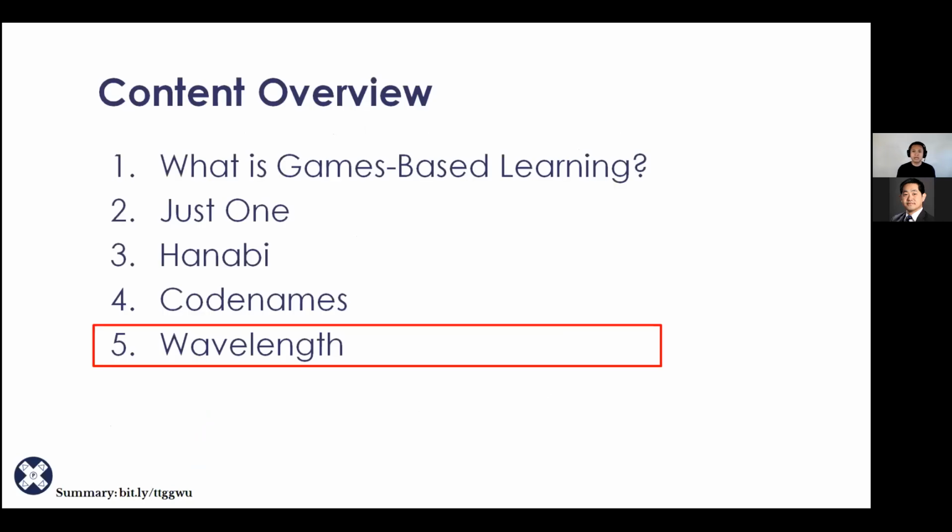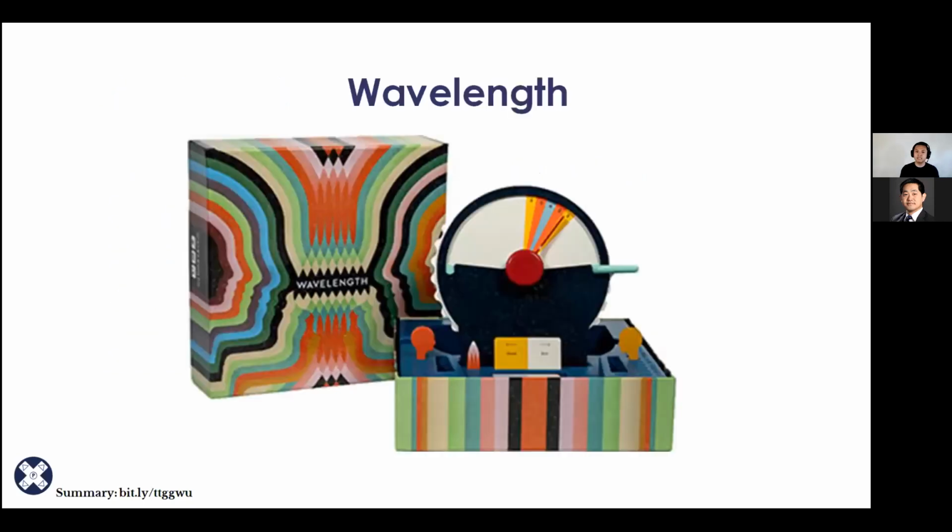All right, so going back to our content overview, we're wrapping up with our content for this presentation. So again, we addressed what is game-based learning, Just One, Hanabi, Codenames, and now we're going to talk about Wavelength, which is one of the newest entrants in the tabletop space and is a really interesting party game, which we will dive into in depth here.